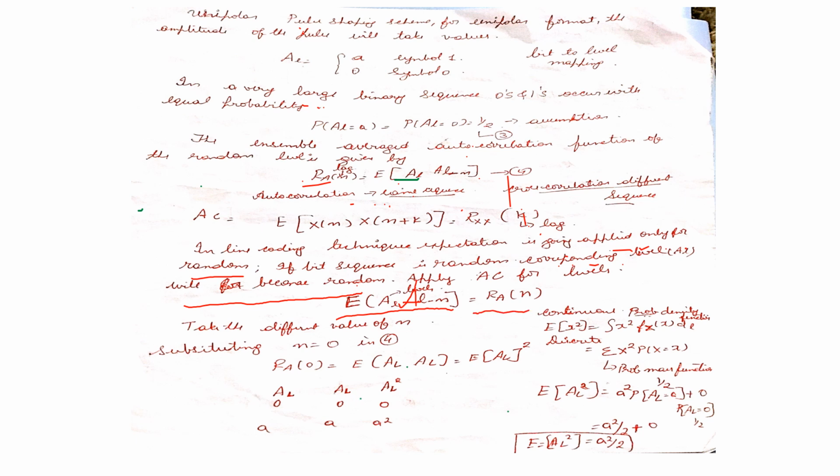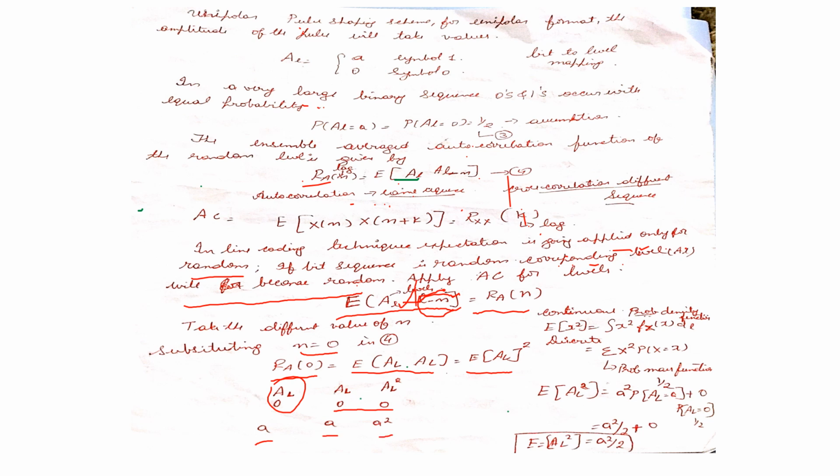Taking two different values of n, first n is equal to 0. When you substitute n equal to 0, this becomes E of A_l into A_l, which is A_l square. So when the value of A_l is 0, then A_l into A_l, which is A_l square, is also 0. When the A_l value is A, A_l into A_l becomes A square.